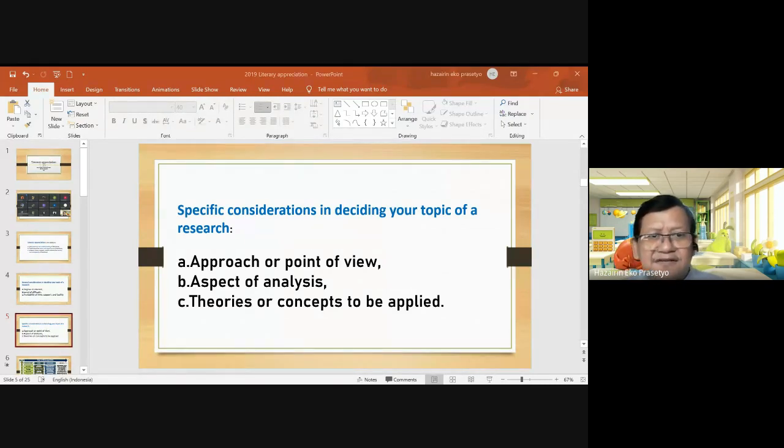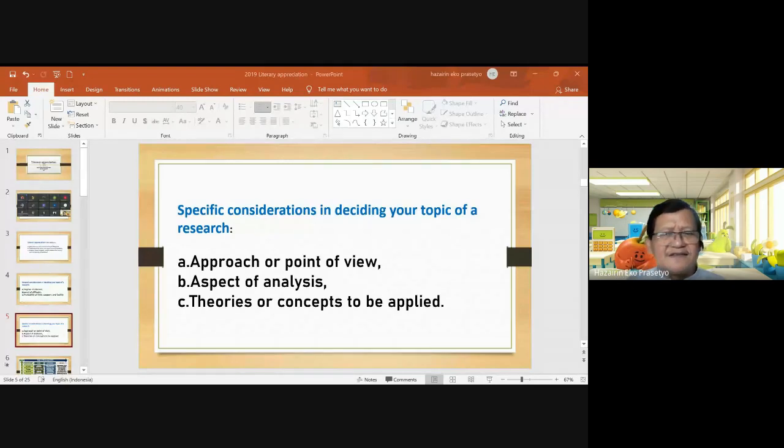That's consideration number one. Well, if you have a question, do not hesitate to raise your hand. Okay, click that hand. Okay, raise your hand. And I'm going to give you time.